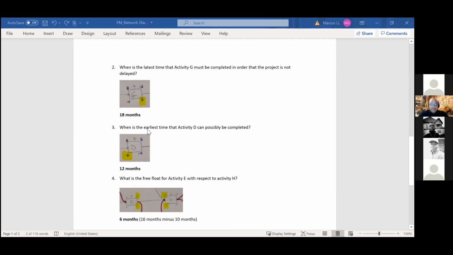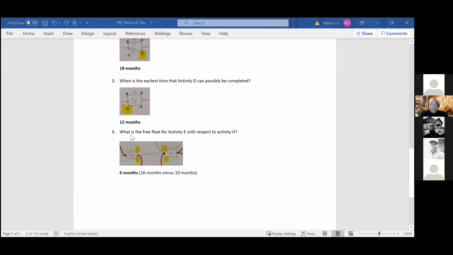So question 3, when is the earliest time? Earliest time will be early start. Earliest time activity can possibly be completed. Okay, so that's early finish, right? Highlighted in yellow here, early finish is 12 months. Okay, for D. And what is the free float for activity?